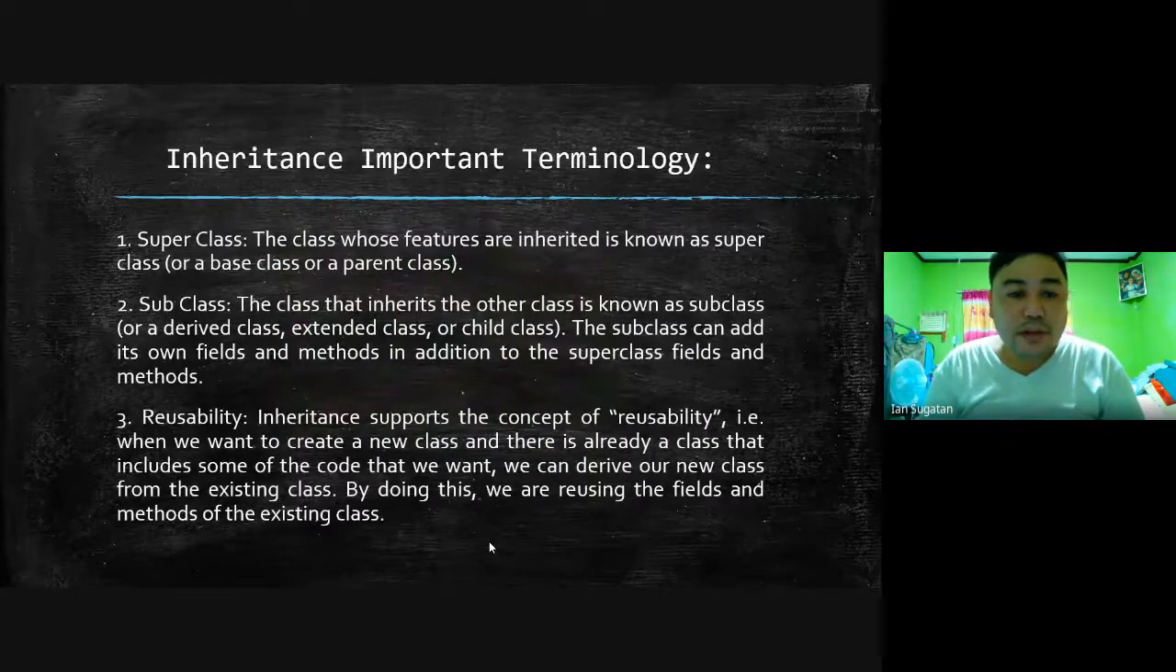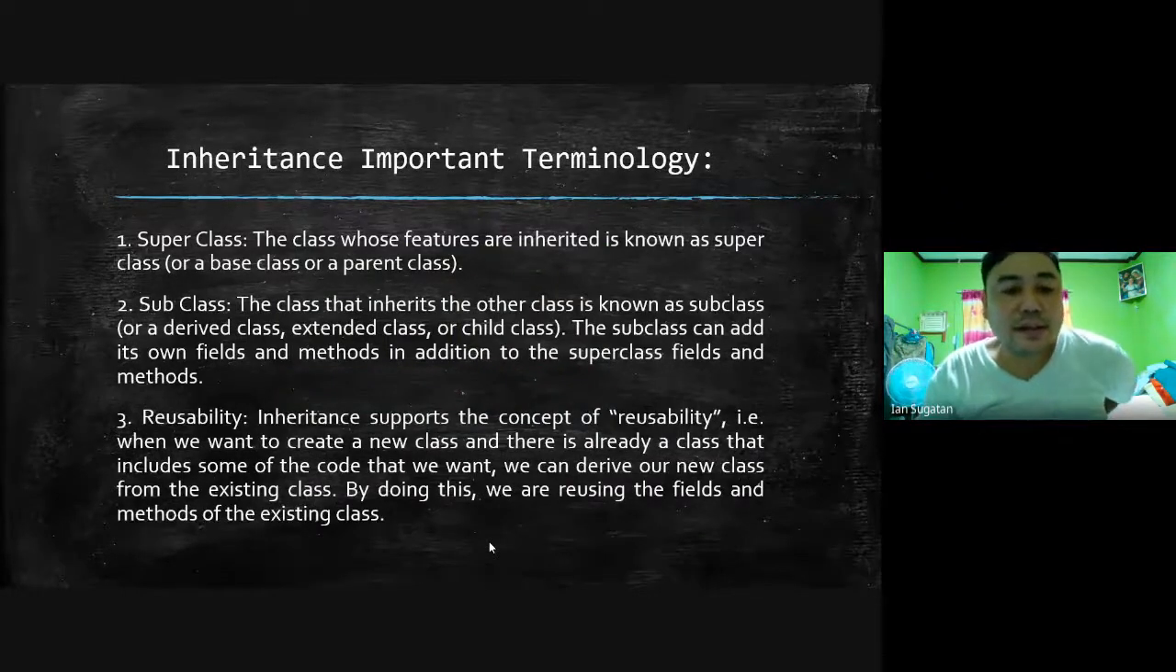So we have important inheritance terminology. The first one is the superclass. The superclass is the class whose features are inherited, also known as the base class or a parent class. Number two, the subclass. The subclass is the class that inherits from another class, also known as a derived class. A subclass can add its own fields and methods in addition to the superclass fields and methods.